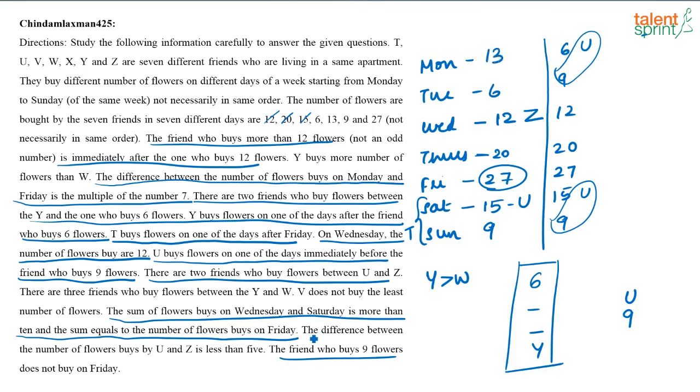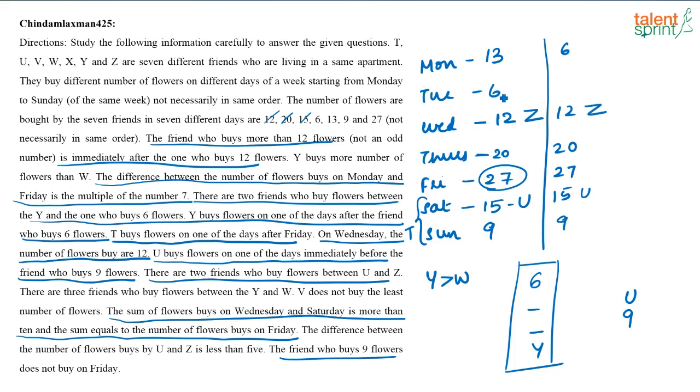And the difference between the number of flowers bought by U and Z is less than 5. So if this was the case, if this was U, this was 9, which will be Z? This will be Z. Now what is the difference between the number of flowers bought by U and Z? It is greater than 5. So this case is definitely wrong. So if this is going to be the correct arrangement, then this is U, this is 9, and which will be Z, 1, 2, this has to be Z.